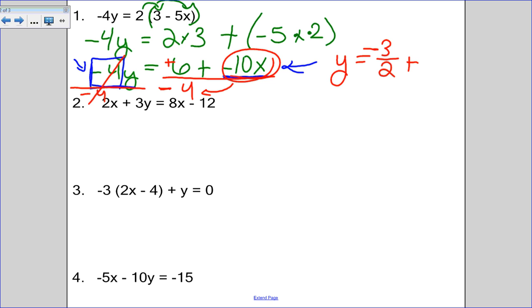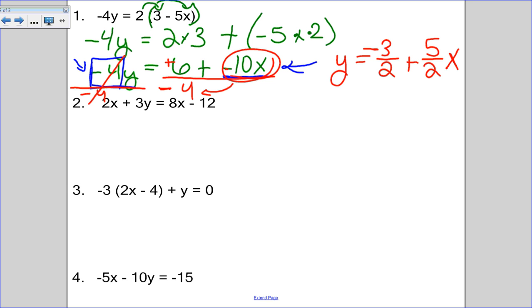Those are both multiples of 2 again. So 10 divided by 2 is 5. 4 divided by 2 is 2. Okay, is it positive or negative? I have negative 10 divided by negative 4. I think it stays positive, okay? And this isn't just 5 halves, it's 5 halves x, okay?